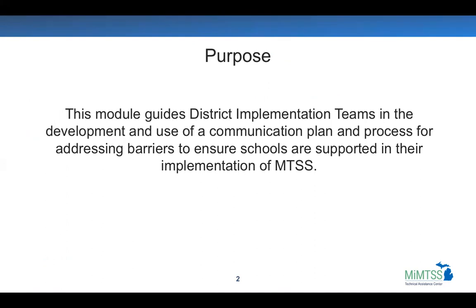We know that effective communication is essential to the successful implementation of any initiative in a district. Clear, proactive communication ensures staff know what is happening across the district and what their role is in supporting it. In this module, districts will learn how to establish systems for consistent, efficient, and effective communication, as well as how to develop a process for communicating and addressing implementation barriers in order to better support their schools in the implementation of an MTSS framework.